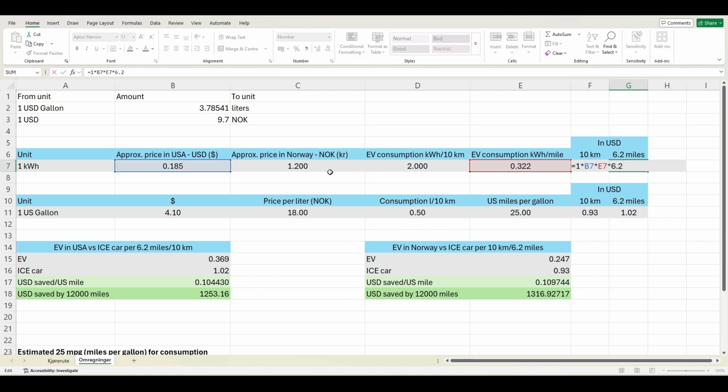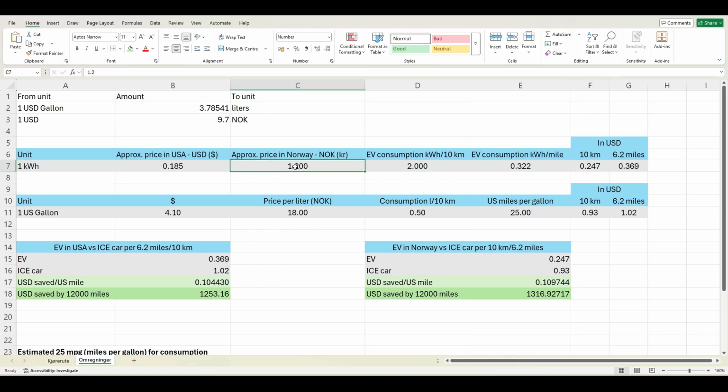So I did the same thing more or less for the USD. Then the consumption per mile, and then we multiply it by 6.2 to get it per 6.2 miles, sorry. So it's a bit more expensive in the USA in comparison to Norway when you have home charging. And that is due to what we call Norgespris that I'm using and that I have.